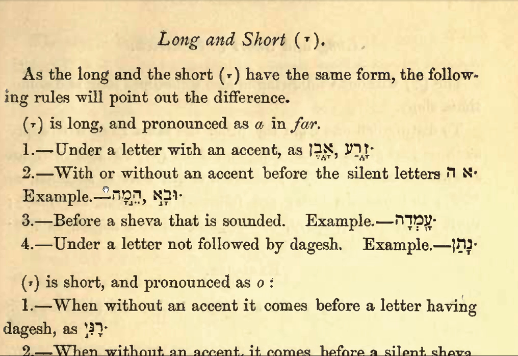With an accent or without an accent, if it comes in front of one of the silent letters. So uba, hima. Here's the silent letter, here's a silent letter, and so it's a.